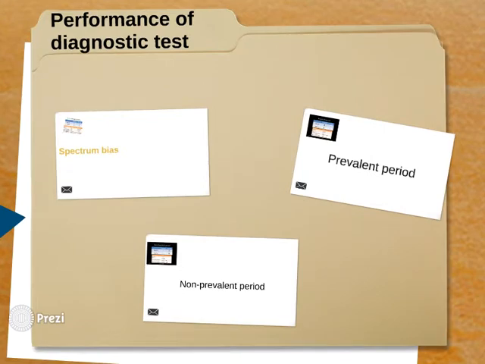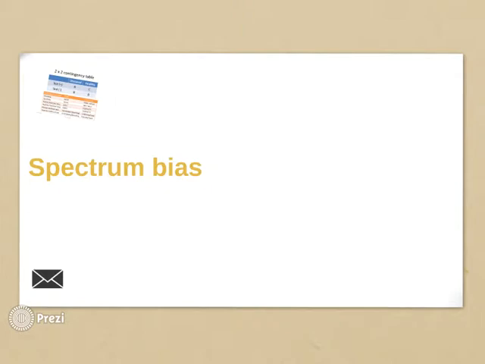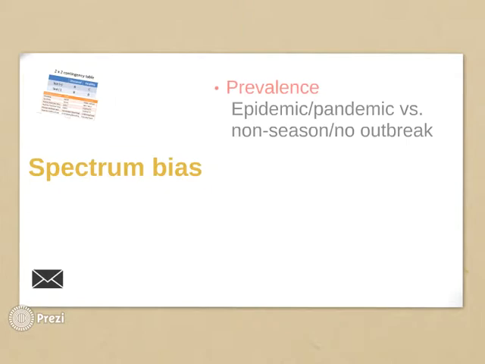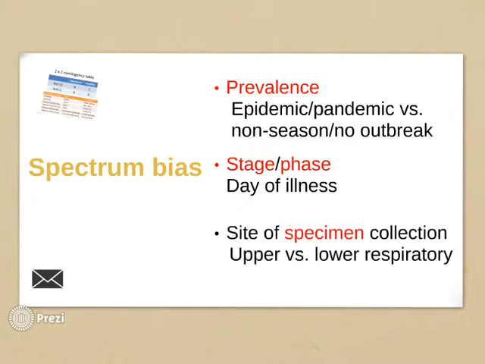So let's start with the performance of diagnostic tests and why that is important. Spectrum bias: what is spectrum? It could be the different period when you see the patient. Is it during the season, like this gentleman who just visited your ED at the peak of the epidemic, or because the patient is very early in the stage of the illness, or just because of the specimen you order, which could be one of the biases introduced.